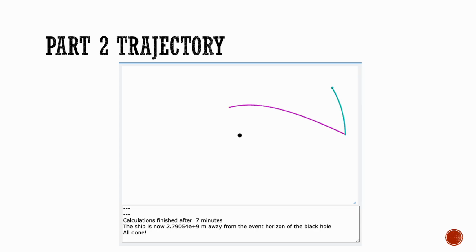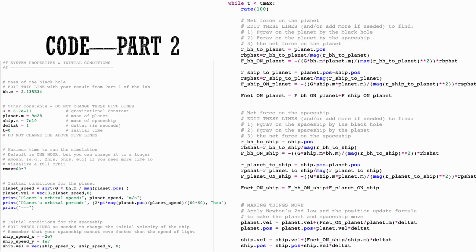And in part 2 of the experiment, we're asked to find an optimal trajectory for the spaceship to observe the black hole. And in here, the system is the spaceship or the planet, based on which one we're analyzing. And the surroundings are the planet and black hole for the spaceship, and the black hole and spaceship for the planet. Here are the codes I used for part 2 of the experiment.